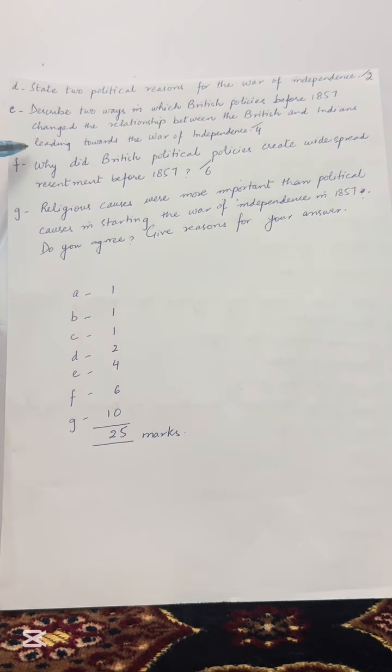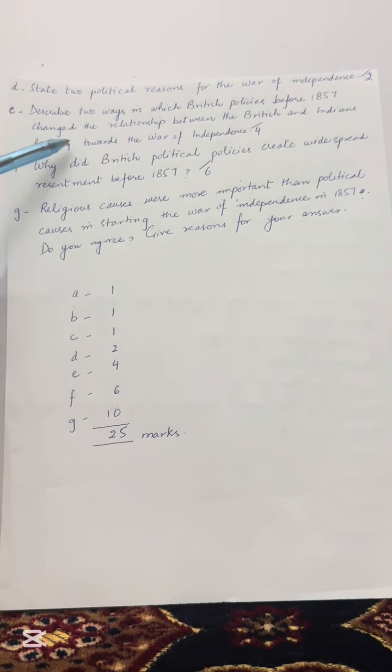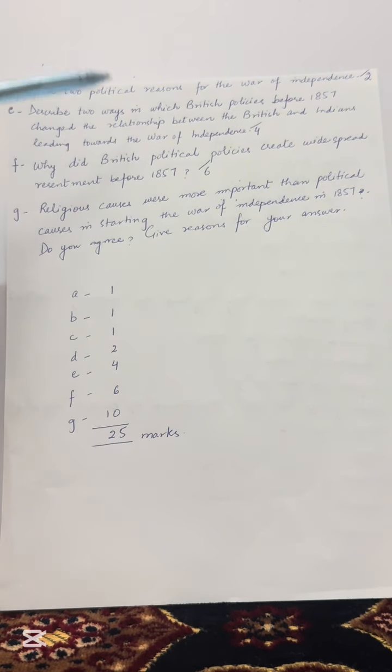Here the sample question is, describe 2 ways in which British policies before 1857 changed the relationship between the British and Indians, leading towards the War of Independence. It's a 4-mark question, but the marks will be given only if your justification for the way and the change is done.